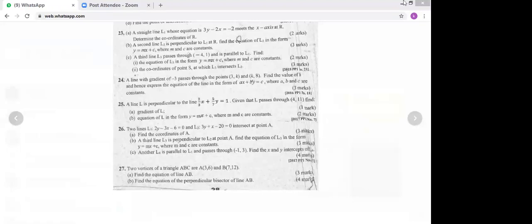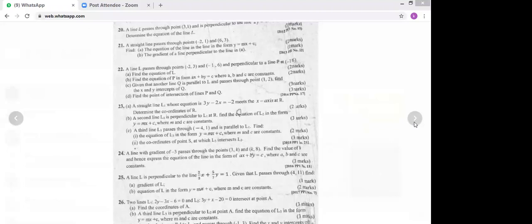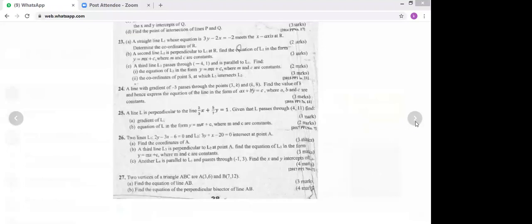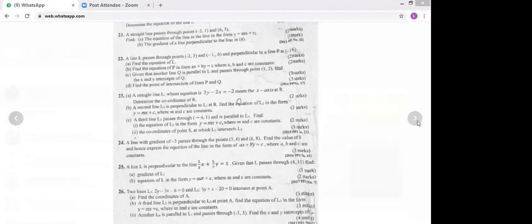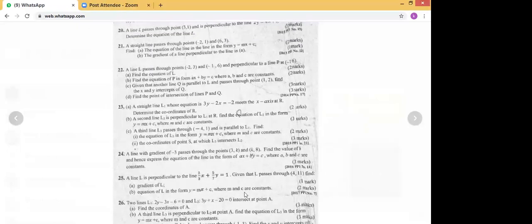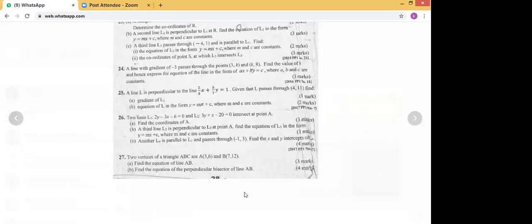And then with (5, 9), you use the coordinate (x, y) and the gradient perpendicular to the line AB. You get -2/3. You substitute, and you get the equation as 3y equals -2x plus 37.